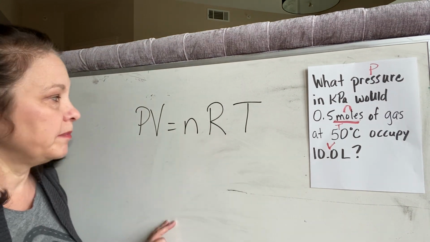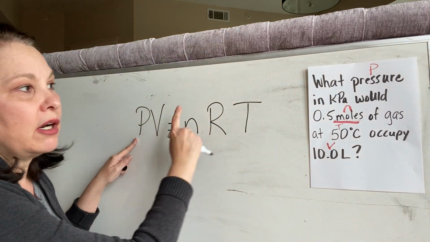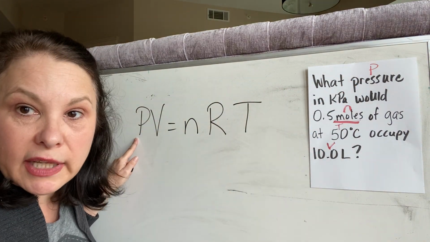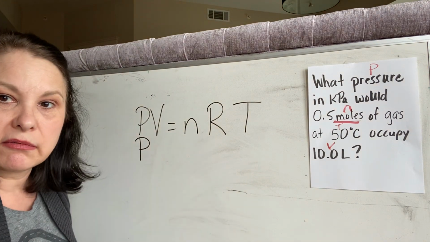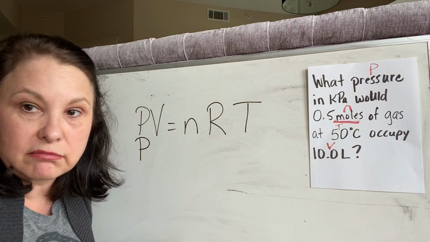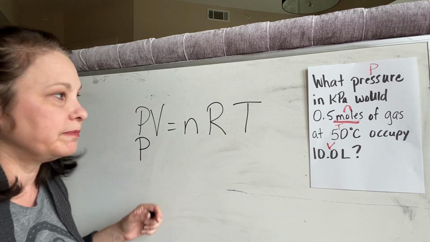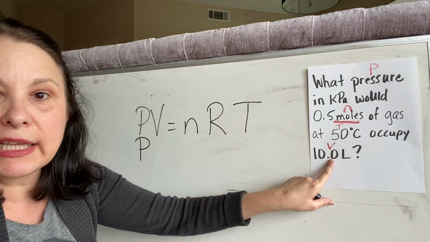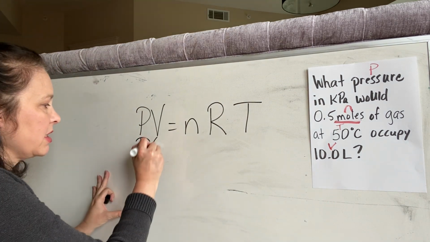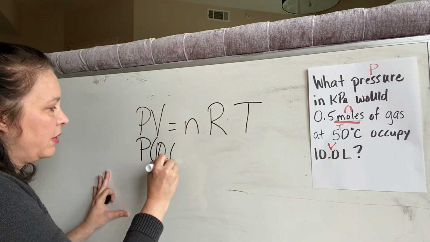So here we go. Do I know my pressure? Absolutely not. That is what I'm solving for. So I'm going to leave it a P. Going to just keep it its letter. Okay? That's my X. That's my unknown. Do I know my volume? Well, right there, 10 is my volume. So I'm going to come right here and put my 10.